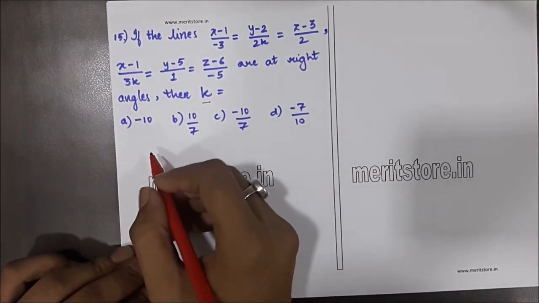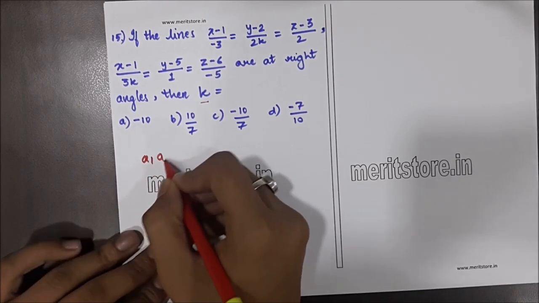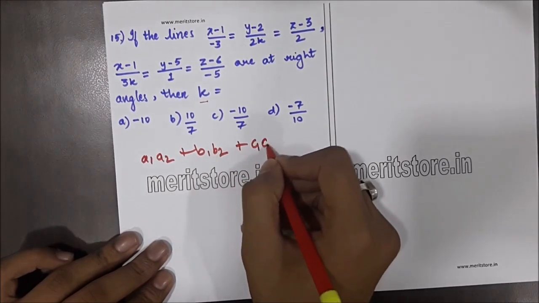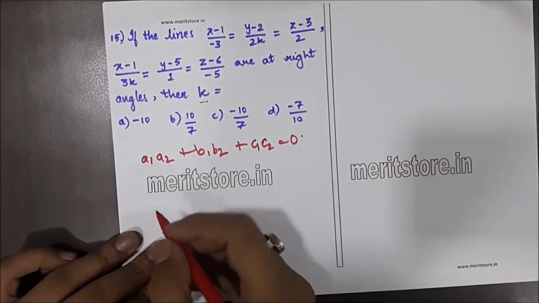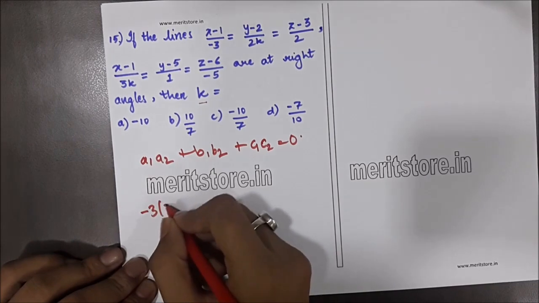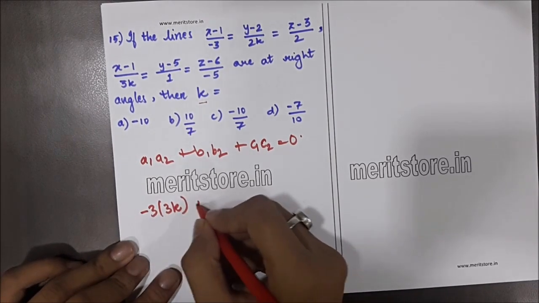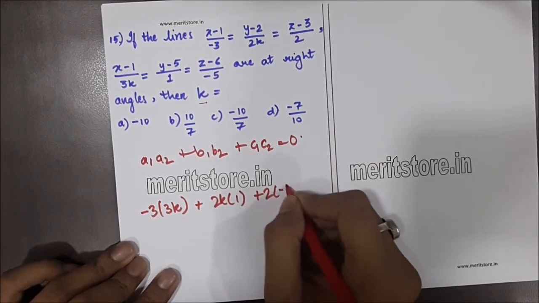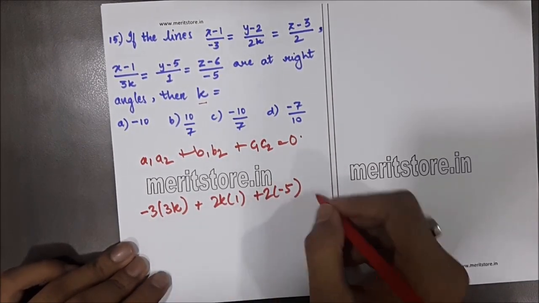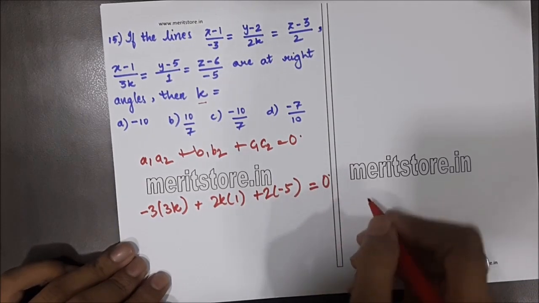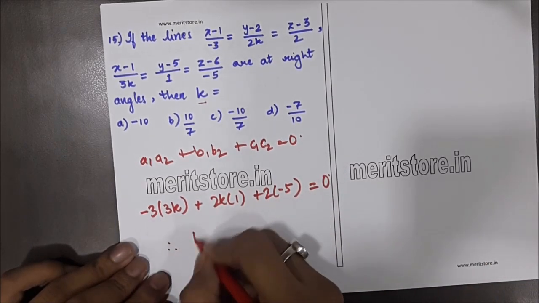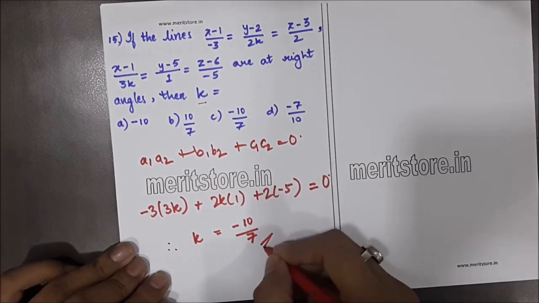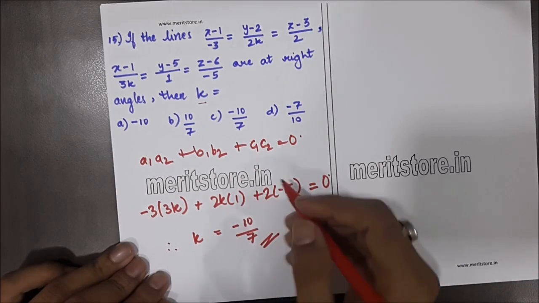If lines are perpendicular, then we would get a1 a2 plus b1 b2 plus c1 c2 is equal to 0. Hence, substituting the values, minus 3 times 3k plus 2k times 1 plus 2 times minus 5. We know that this is equal to 0. Therefore, further solving it, we would get k is equal to minus 10 upon 7. So, the correct answer is option C.